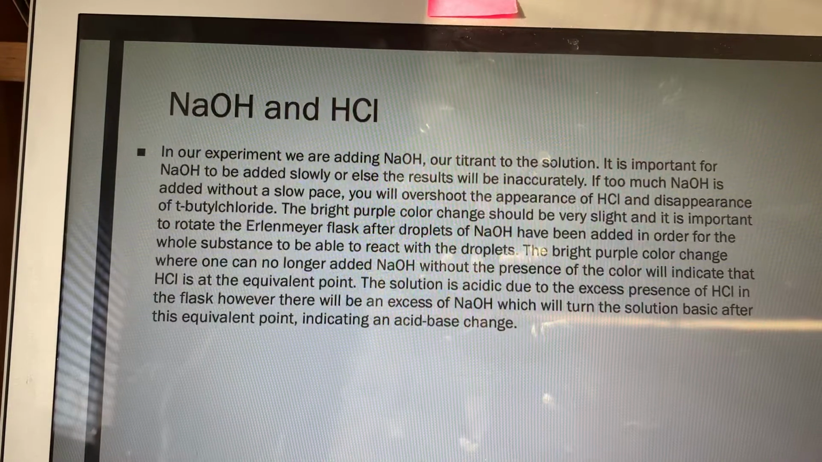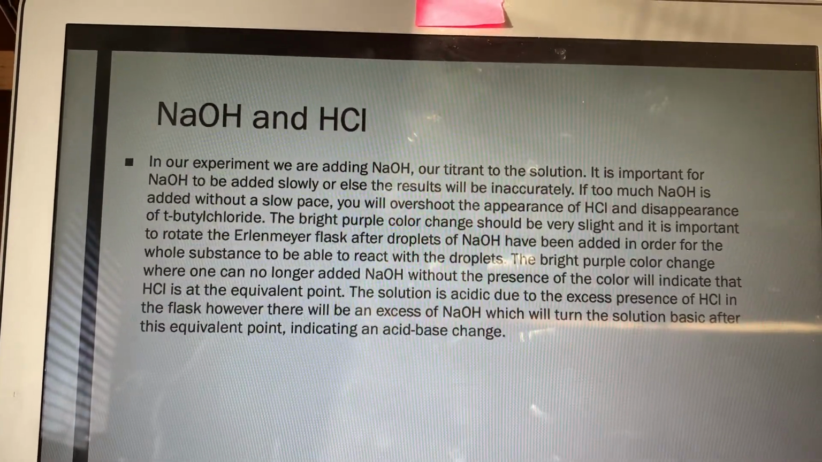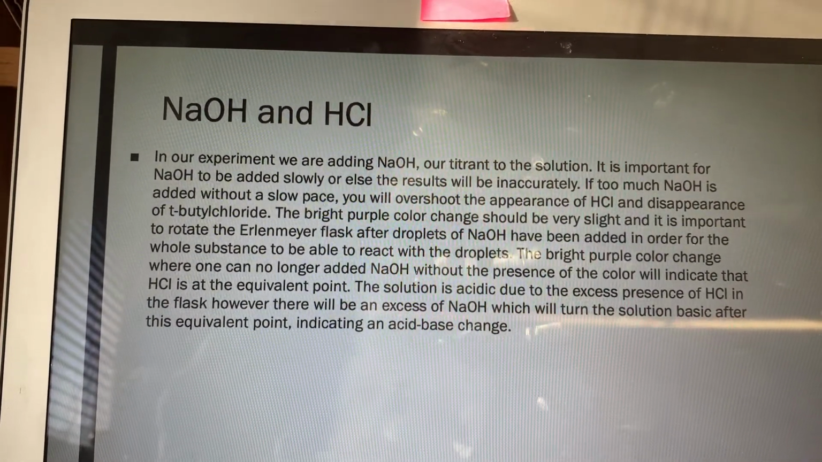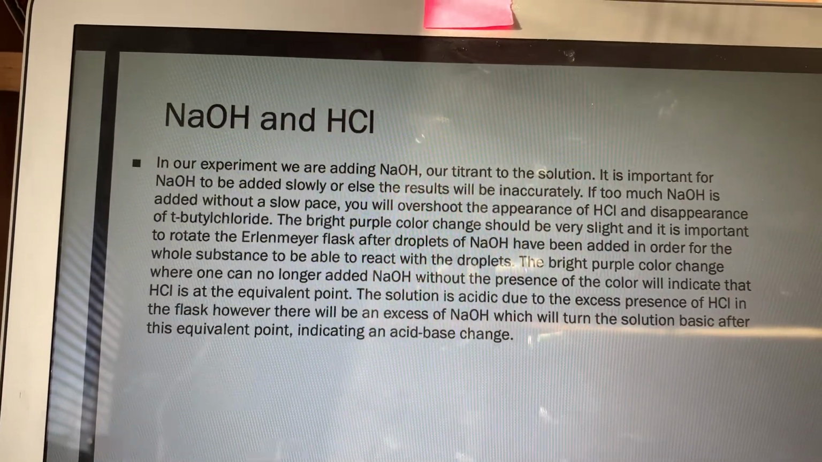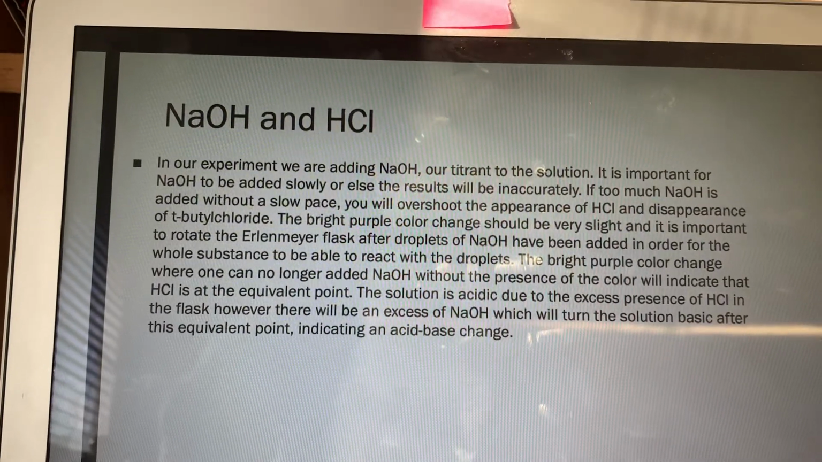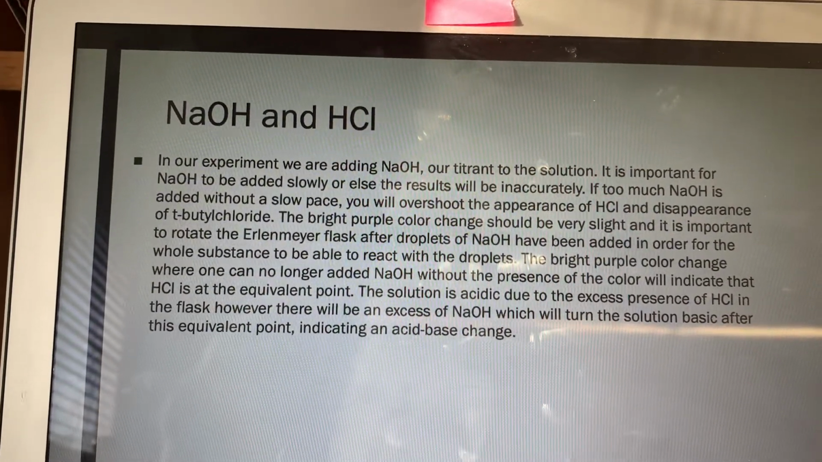The solution is acidic due to the excess presence of HCl in the flask. However, there will be an excess of NaOH, which will turn the solution basic after this equivalence point, indicating an acid-base change.